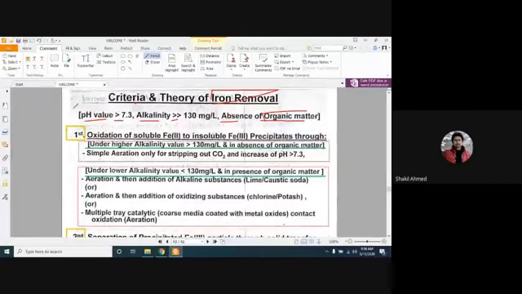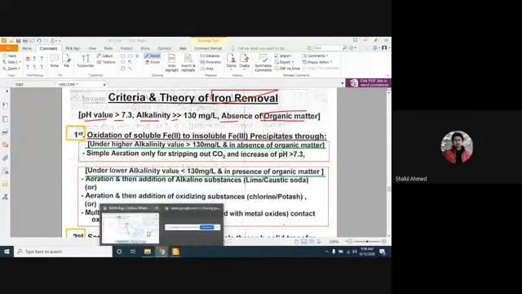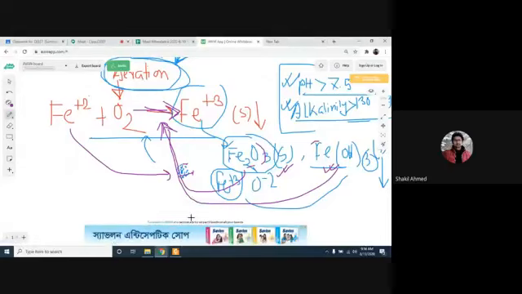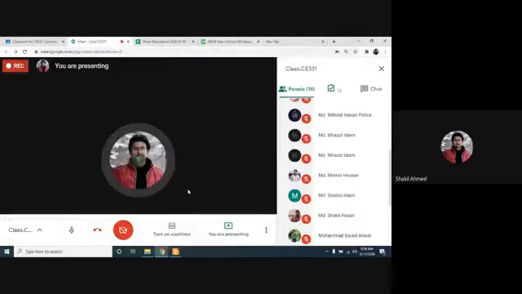So we will discuss this in detail in the next class: theory of iron removal as well as theory of manganese removal. Okay. If you have any questions, you can ask me right now. Any questions?